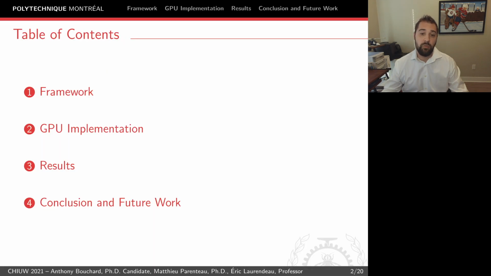First, I'm going to present the framework used for this work and detail the solver. Then, I'm going to talk about the GPU implementation of the solver. After, I'm going to show the different performance results obtained. And finally, I'll conclude and briefly talk about the future work that still needs to be done.